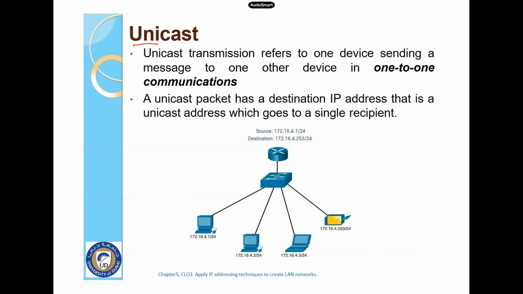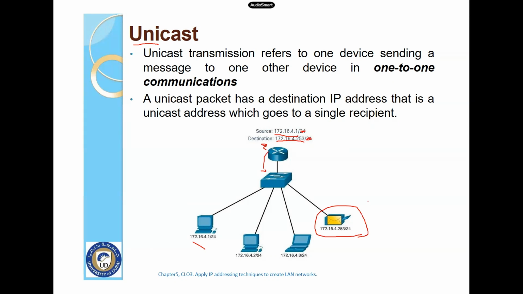A unicast packet has a destination IP address, a unicast address, which goes to a single recipient. So you are sending from this source to this destination. Let's not worry about that /24 here; that's a kind of identification. You're sending from 172.16.4.1 to 172.16.4.253. Assuming this is the source, it is sent to the router, which connects to the switch and will know the addresses here. So this is the correct destination, and the message will be delivered there.